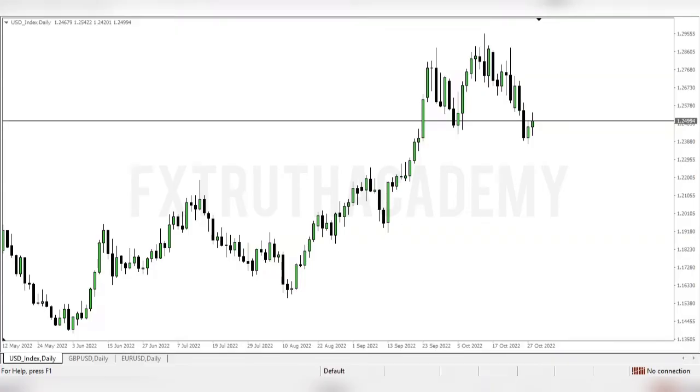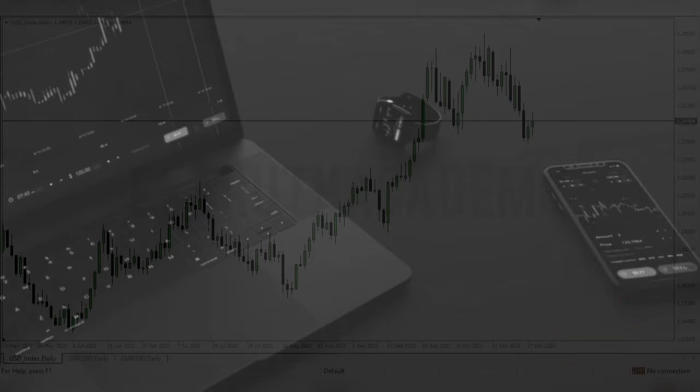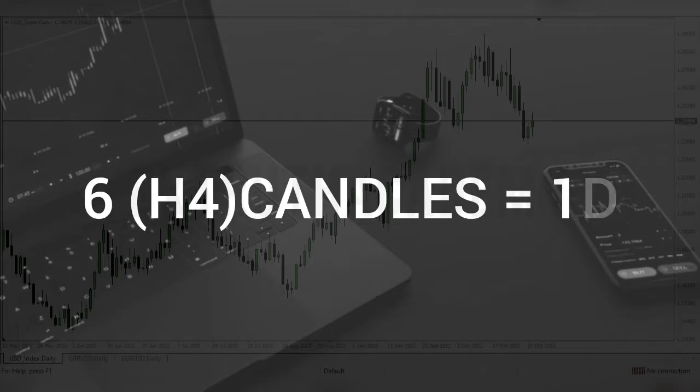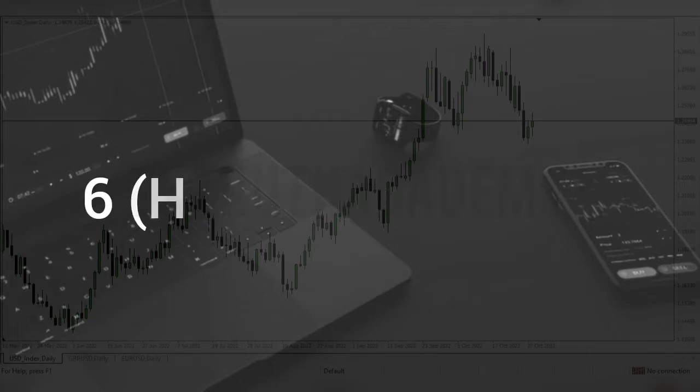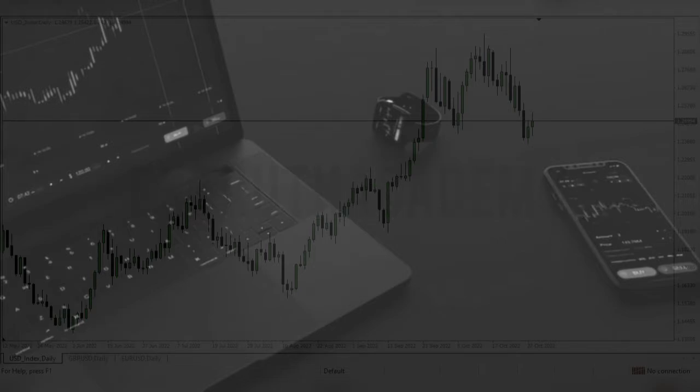The characteristic or framework of working with an intermediate time frame is that you want to use a 4 to 6 ratio. Take for instance the daily to the 4 hours: it simply means it takes 6 candles on the 4 hours to create one day. So you want to use a 6 or 4 ratio. For the 1 hour to the 4 hour, it takes 4 candles on the 1 hour to create a single candle on the 4 hours. That's the kind of ratio you want to work within.